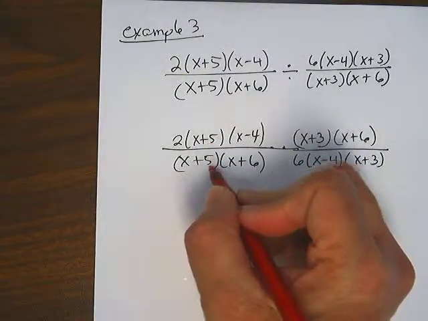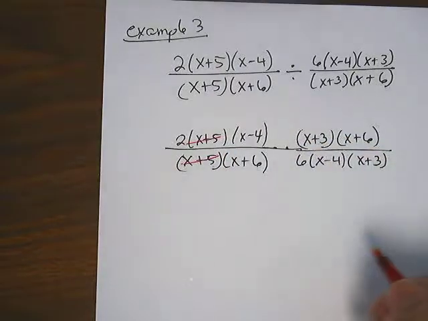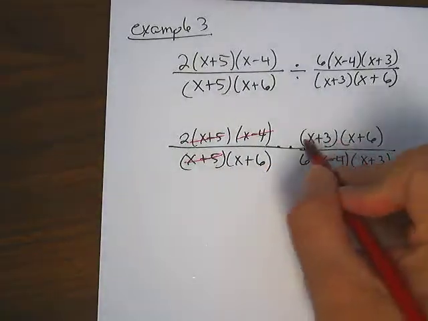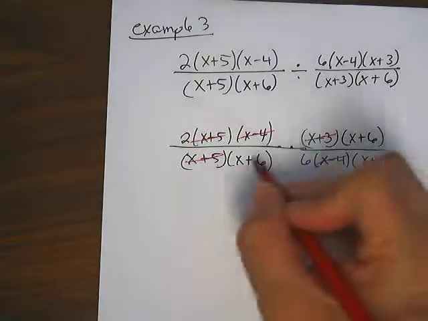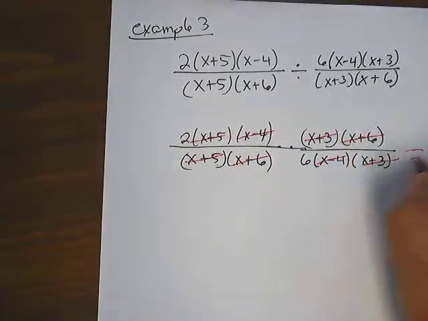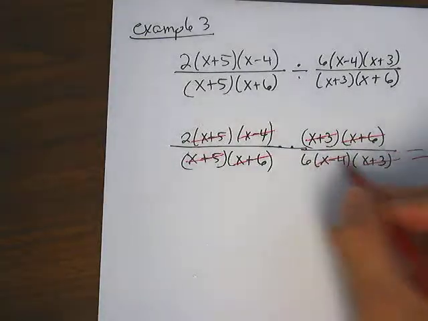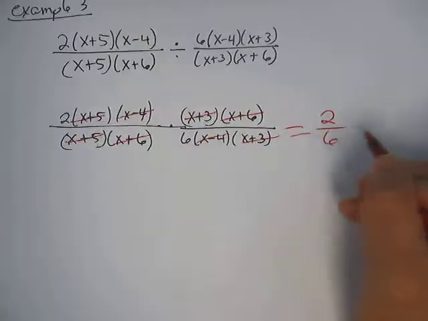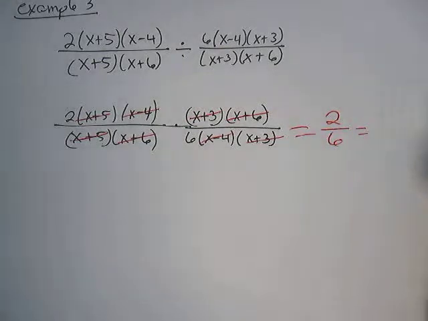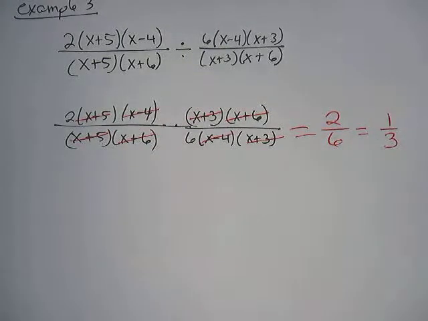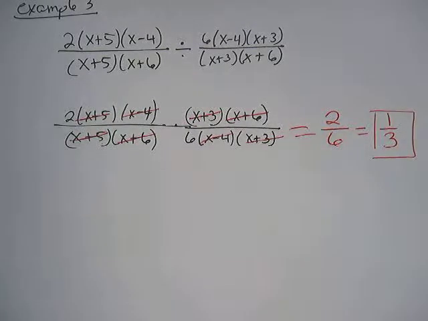I have an x plus 5 and an x plus 5. I have an x minus 4 and an x minus 4. X plus 3, x plus 3, x plus 6, x plus 6. So we're left with, on the top, 2, and on the bottom we have a 6. Now hopefully we all recognize that that is not reduced completely. That can be reduced to 1/3. So 1/3 would be my final answer on that problem.